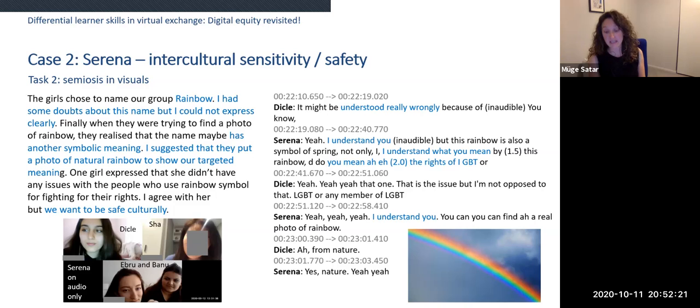So creating safe zones for critical discussion is indeed a challenge for people like us who want to facilitate virtual exchange. And this is especially the case when the socio-cultural background of the virtual exchange participants are varied, like in our case.